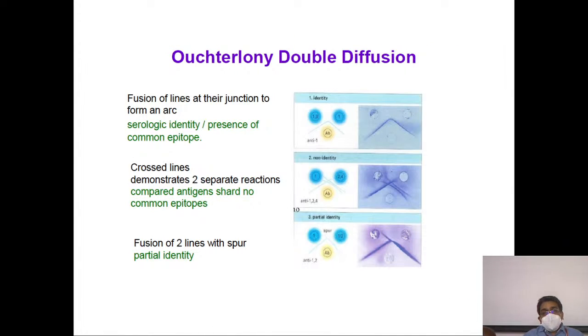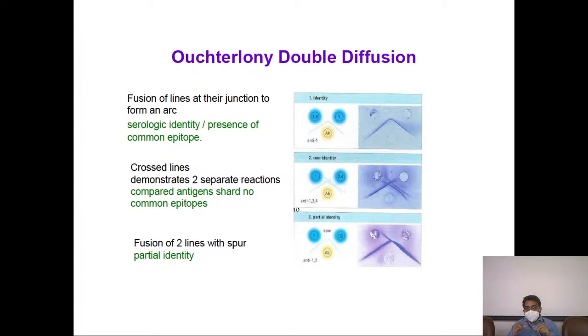This can also help to look at the serological identity, or the presence of common epitopes among the different antigens. If you can see the top picture, we have the antibody against antigen 1. You can see the yellow round thing has antibody against antigen 1, and let's say one antigen has epitope 1 and another has epitopes 1 and 3. Due to this common sharing of the epitope, there is a fusion of the line at the junction to form an arc. This serological identity is due to the presence of a common epitope.